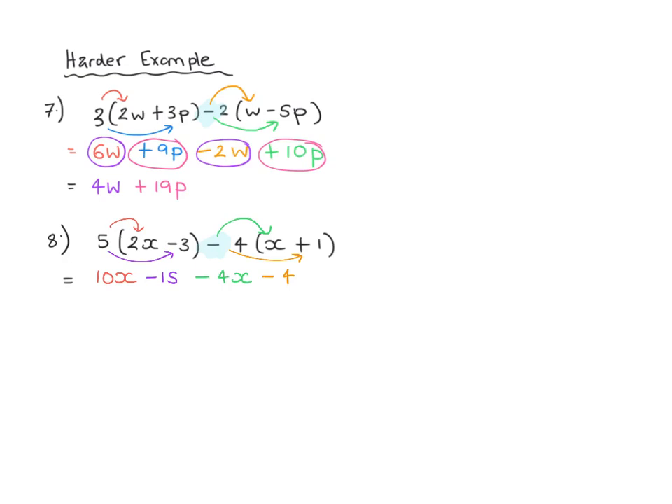Let's now collect like terms. That's a 10x and a minus 4x, which give me, together, combined, a 6x. We then have negative 15, negative 4, which combine to give me negative 19. So there is my final answer, 6x minus 19.